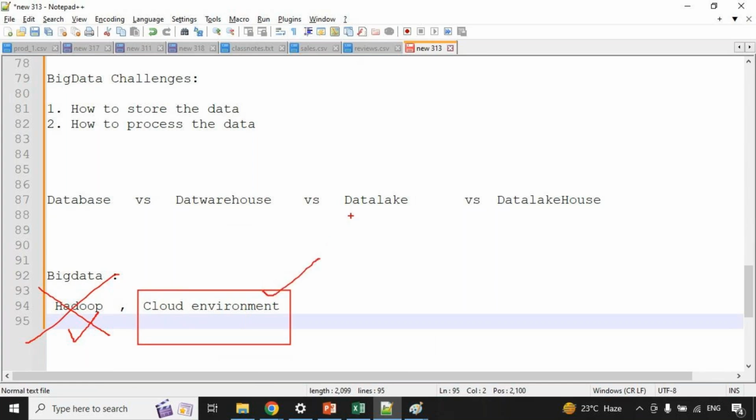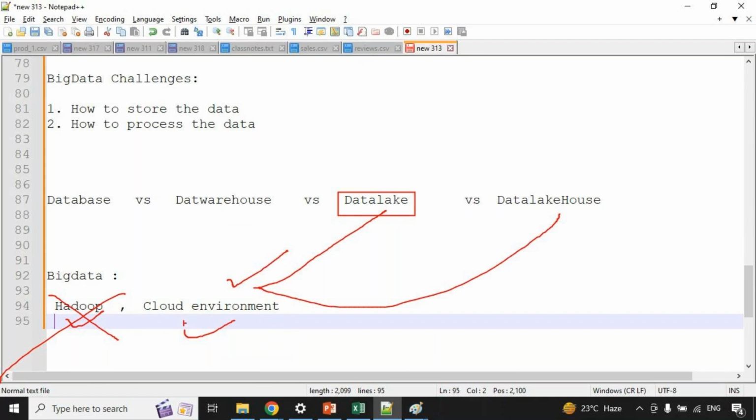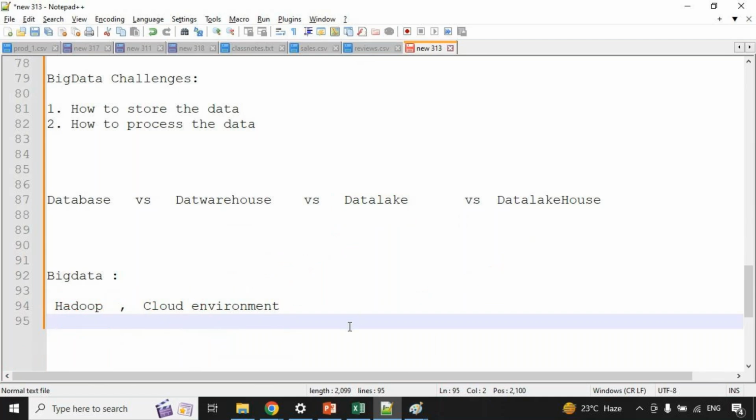So to handle the huge amount of data, we have a data lake. The same data lake or data lakehouse we can build here, but manually, so people are not using this one. Now people are using the cloud environment, where we can build both a data lake and a data lakehouse. Then what is a cloud?